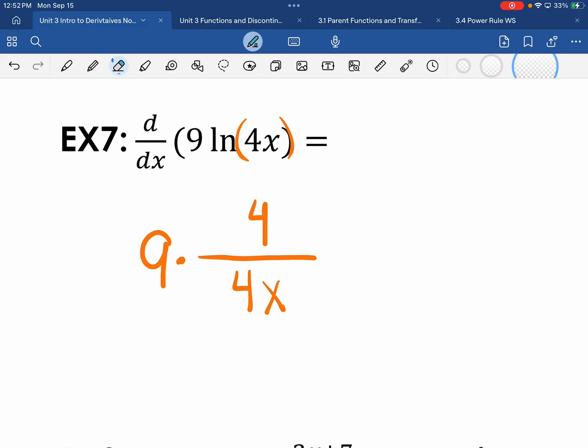Continue. Okay. The 4's cancel. It's 1 over x. All right, so the original guy goes on the bottom. The derivative of 4x, which is 4, is going to go on top. The 4's will reduce, and so you can write this as 9 over x.